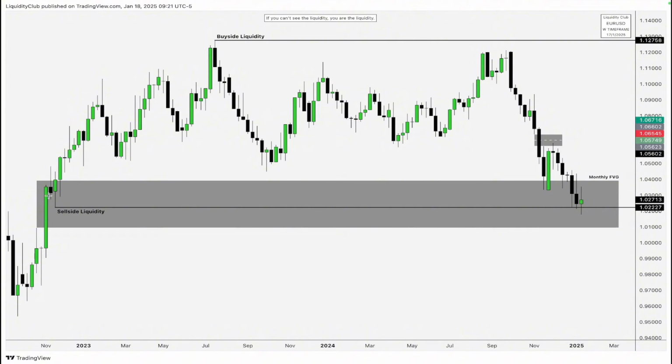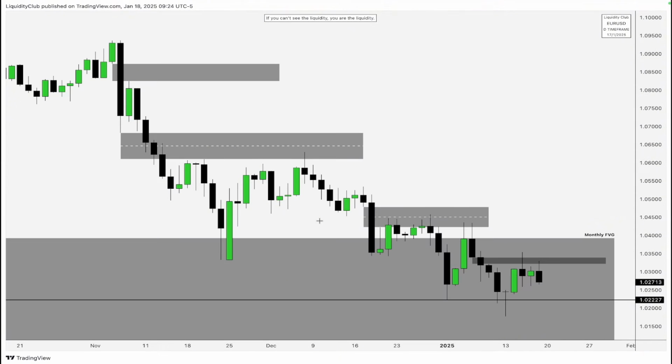This is a weekly BISI. Price can trade down lower to the low of that BISI or the low of that fair value gap, which is this candle's high right there. Going to the daily time frame chart, you can see the same thing mentioned here. Price has retraced into that fair value gap, and now it's likely that price is going to be trading down lower, taking out the sell side liquidity right there.